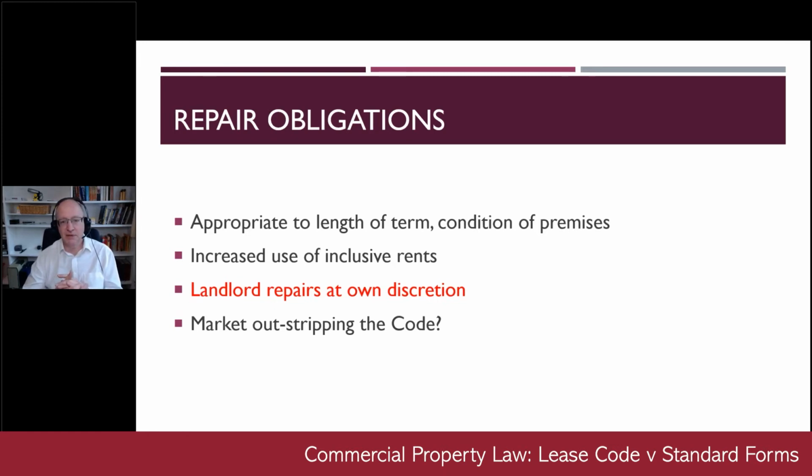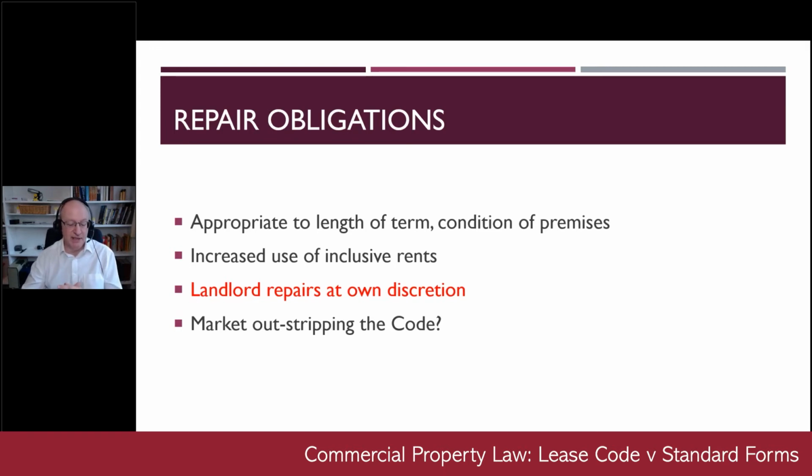If you're thinking about premises within an aging shopping centre in what has become a poor location, then a landlord who wants to let premises is probably only going to be able to let them on a short term, and probably only subject to a schedule of condition.